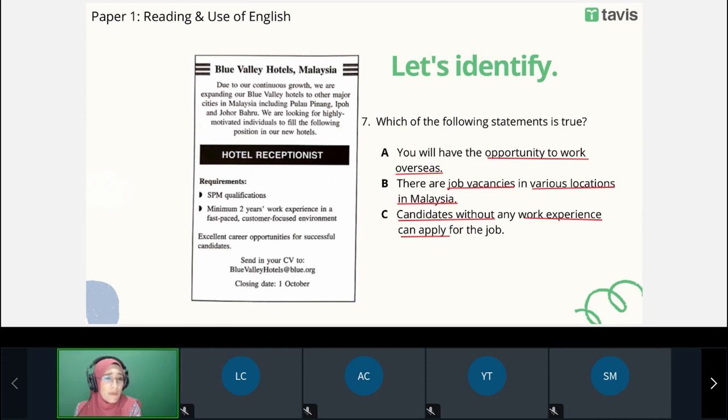Is that overseas? Everybody, is that overseas? Pulau Pinang, Ipoh, and Johor Bahru? Definitely not. I wouldn't say overseas, I would say state, but not overseas. It's still Malaysia. So now we know that you are not given the opportunity to work overseas. So A is wrong. You only can work here. They are not overseas. There are job vacancies in various locations in Malaysia.